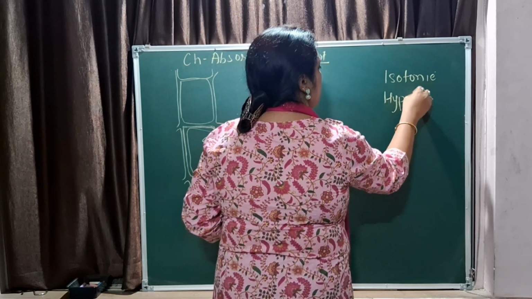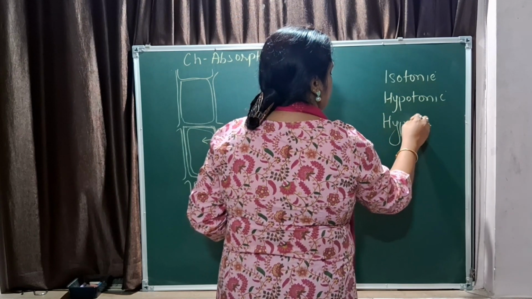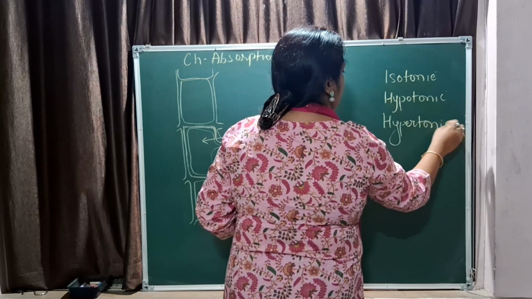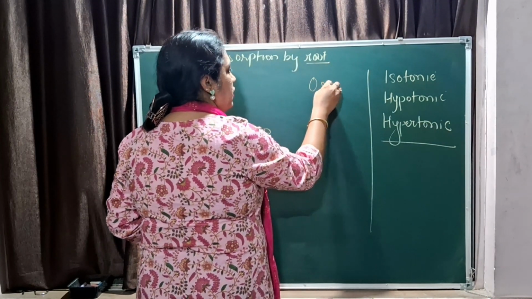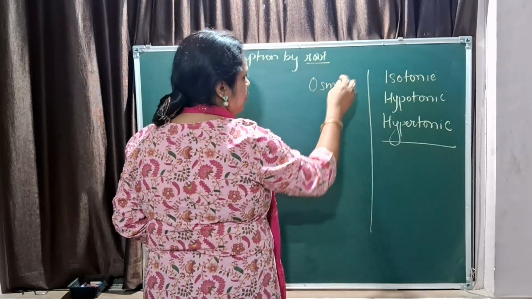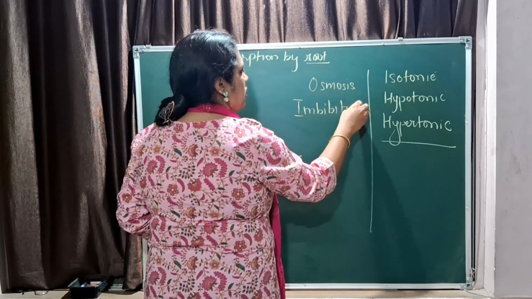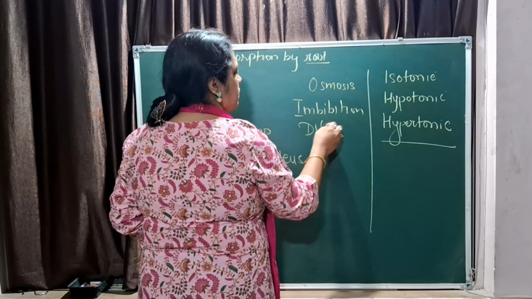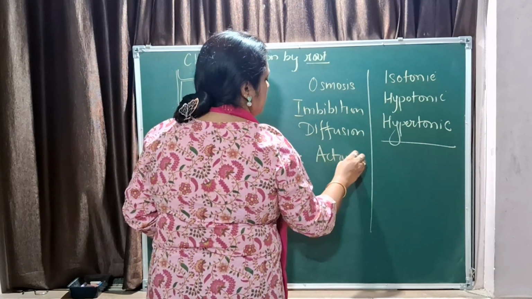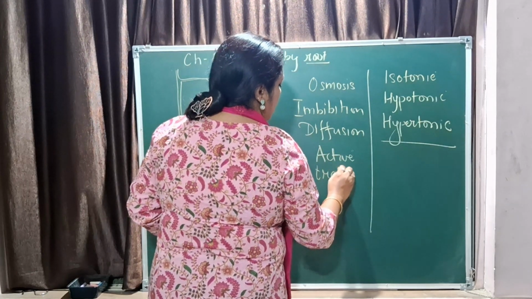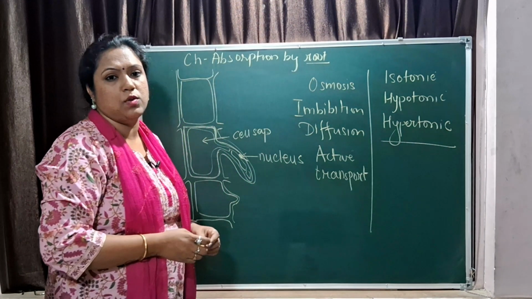We will also talk about certain solutions: isotonic, hypotonic and hypertonic. Then there are 4 ways of absorption by which water or any molecule can move in and out: osmosis, imbibition, diffusion and active transport. So these are the basic important parts of the chapter absorption by roots.